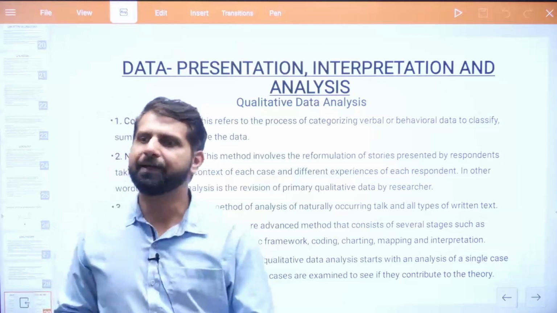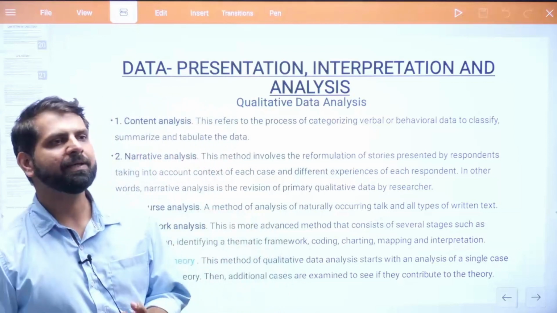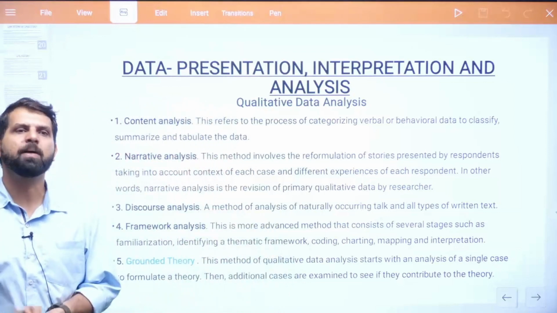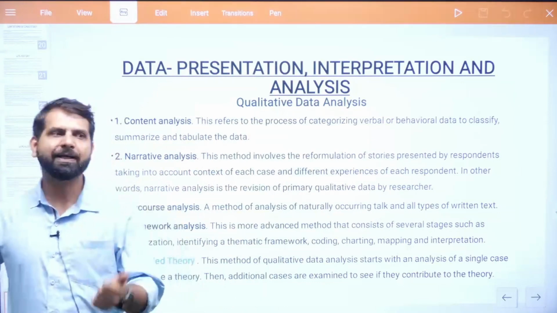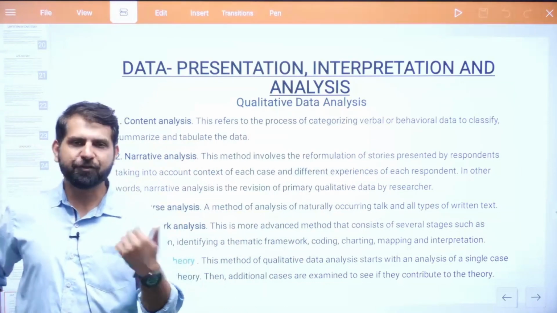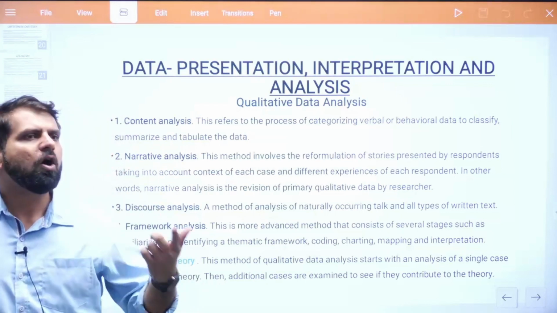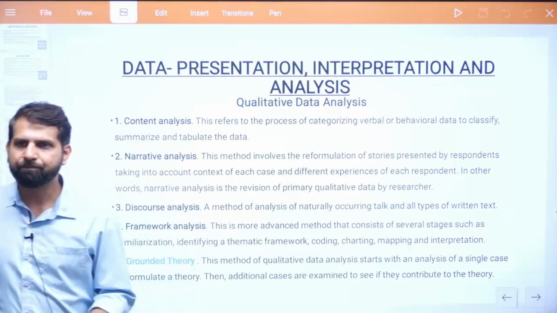Qualitative and quantitative data, another part. Quantitative means data with respect to numbers. Okay, data with respect to numbers. Qualitative means collection of information through interviews or textual data, the verbal data.